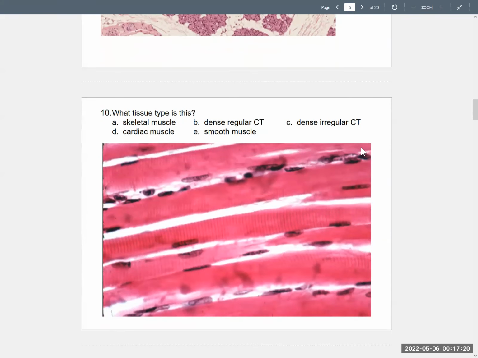One question, what is the tissue type? Little rings should give it away. Skeletal. Skeletal muscle, right.